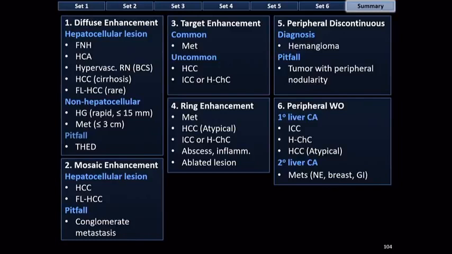Peripheral washout, terrible, terrible differential diagnosis. ICC, hepatocholangiocarcinoma, occasionally an HCC, or a metastasis. Don't be surprised if you see peripheral washout to better advantage on MRI than on CT. On CT, you can be fooled. The key is that that peripheral rim of enhancement either fades or washes out while the center accumulates, and that's how you can tell the difference between peripheral washout of a cancer versus the peripheral discontinuous enhancement of a hemangioma.